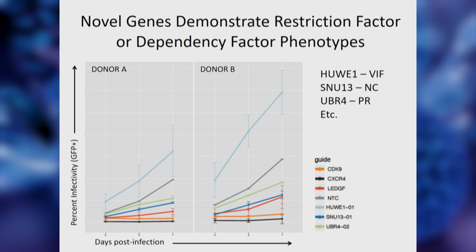Besides that, we're also finding new hits. For example, here we're looking at knockout of 3 different factors. HUWE1, which when we knock out increases HIV infectivity. SNU13, which decreases it, and UBR4.